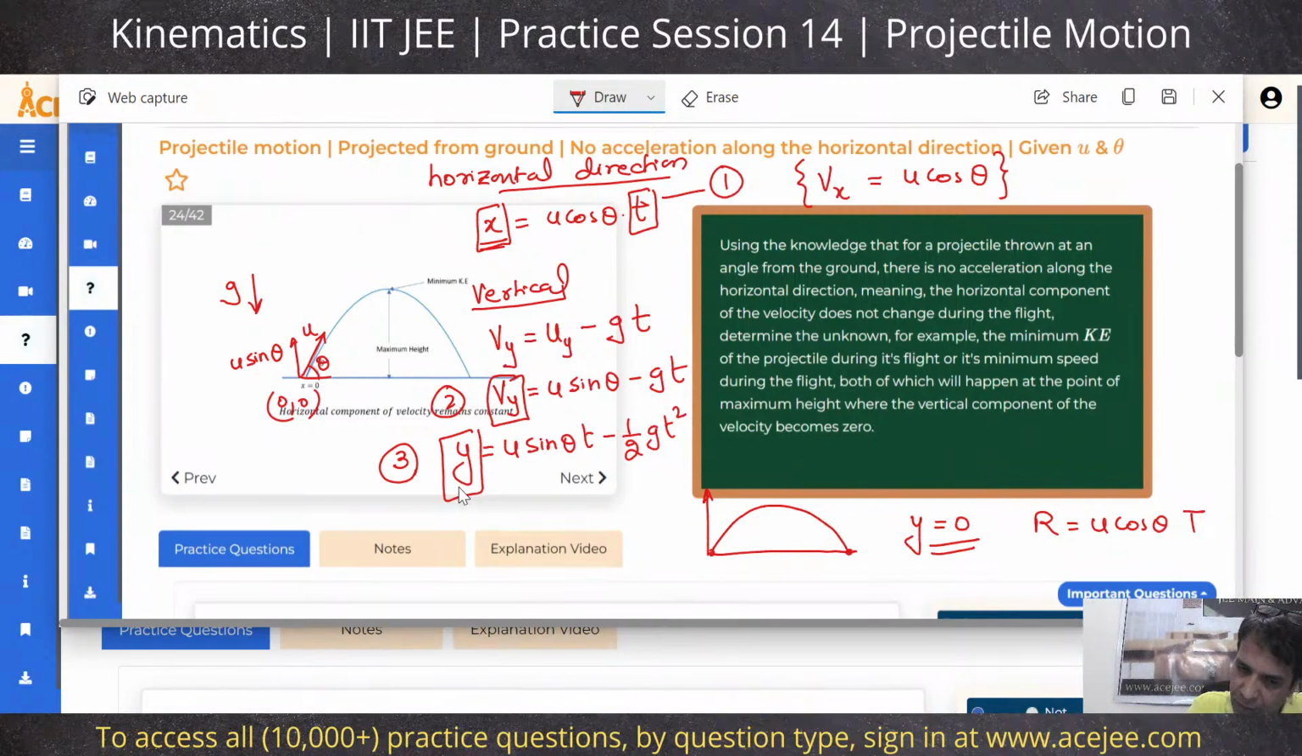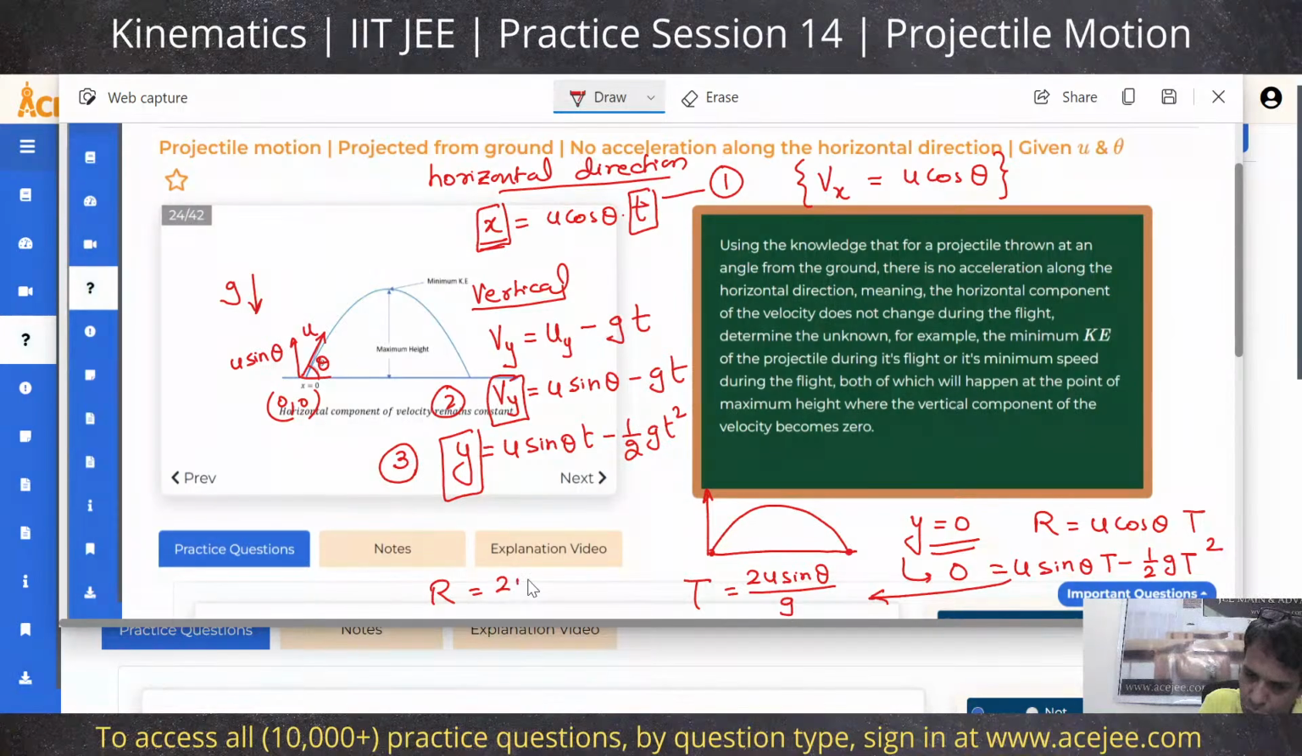Now, as far as the x, what do we have? Sorry, y is 0. So 0 equals u sine theta t minus half g t square. This gives us the time of flight as 2u sine theta divided by g. Which means the range is 2u square sine theta cosine theta divided by g. Or we can write this as u square sine 2 theta divided by g.